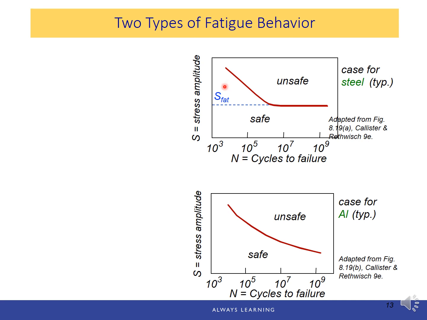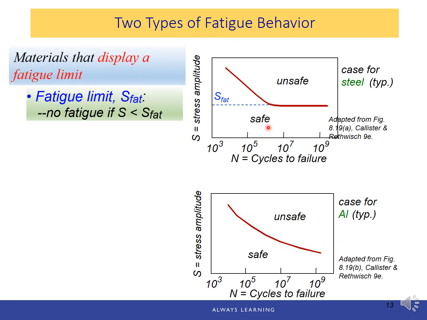However, not all of the materials display this fatigue limit. There are two distinct types of fatigue behaviors. So you can see the top one and bottom one. The difference is the top one has a fatigue limit, has this horizontal portion in the S-N curve, but the bottom one does not have a horizontal portion. So the top figure represents a material that displays a fatigue limit, and below this fatigue limit, no fatigue will happen.